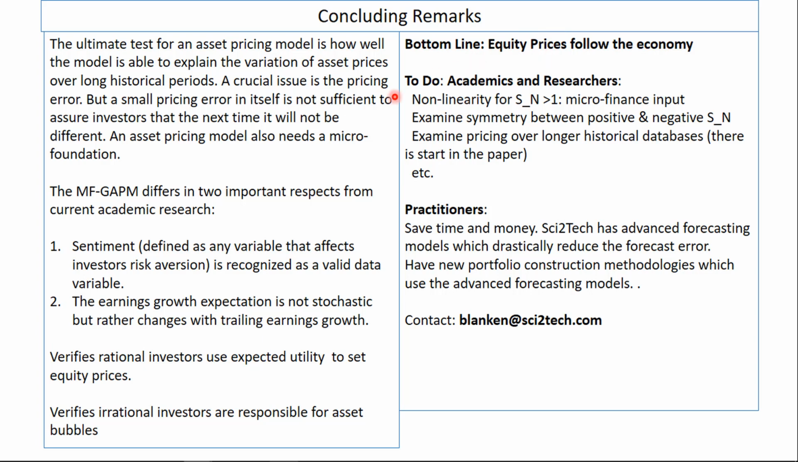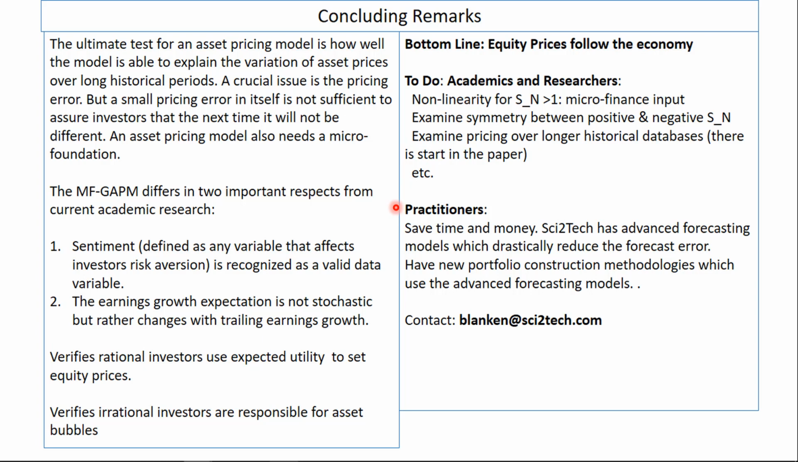There's lots of things to do, of course. Especially important is the nonlinearities of the data variables when the normalized variables are above 1. Here, I think some microfinance, there's very little data, and microfinance input might be very helpful there. It might also be interesting to examine the symmetry between the positive and negative values of the sentiment variable. For example, the behaviorists believe that there would be differences between the responses there, and it would also be of interest to examine this type of a pricing model over longer historical periods. I already made a start on this in the academic paper going back to 1970.